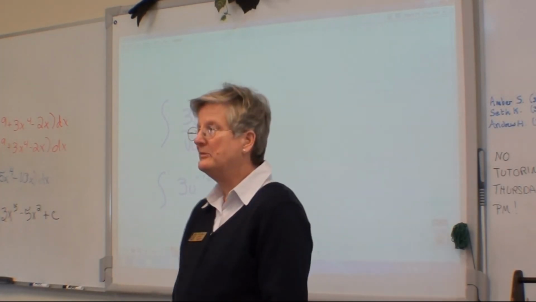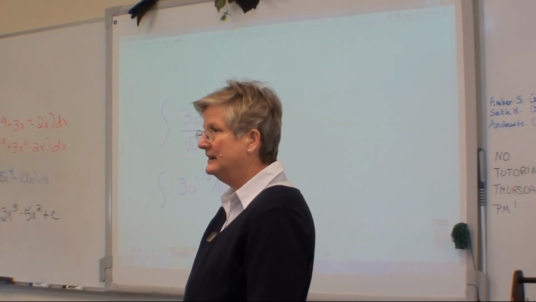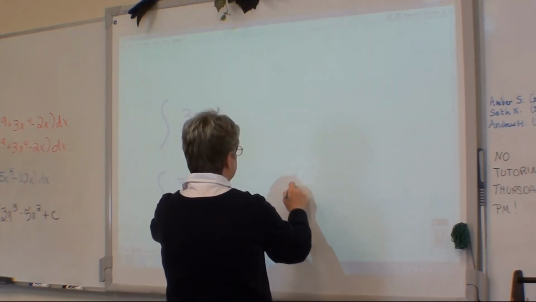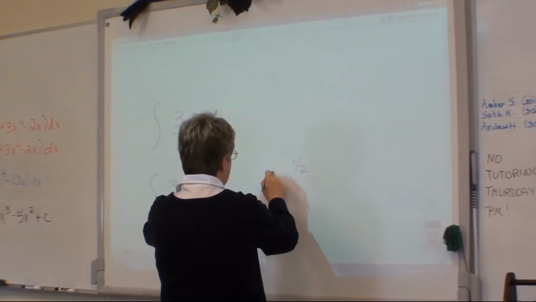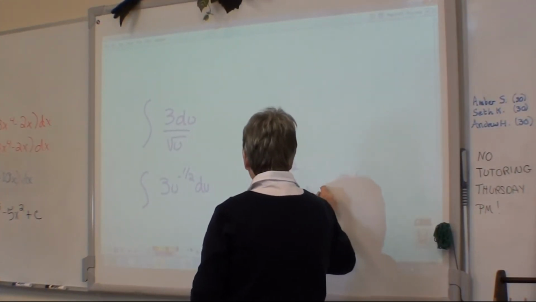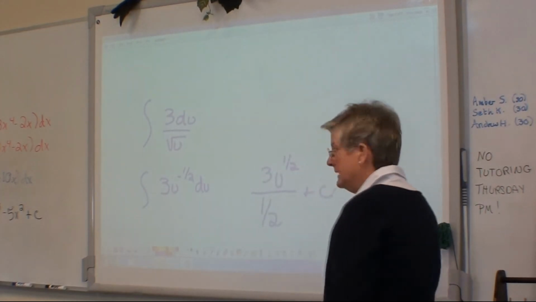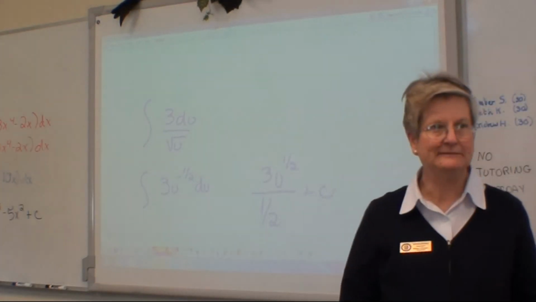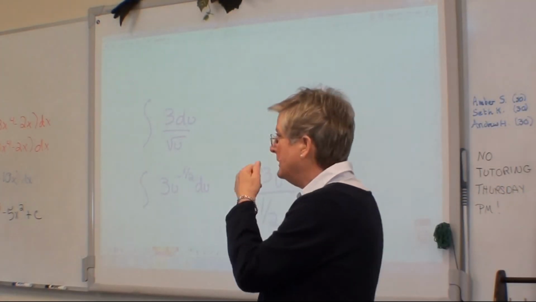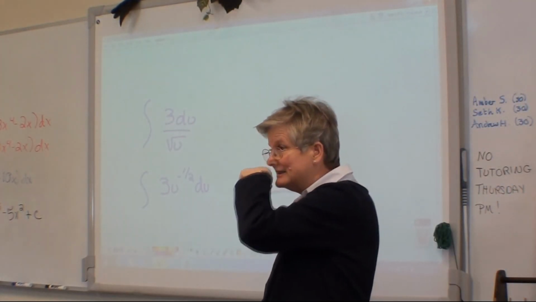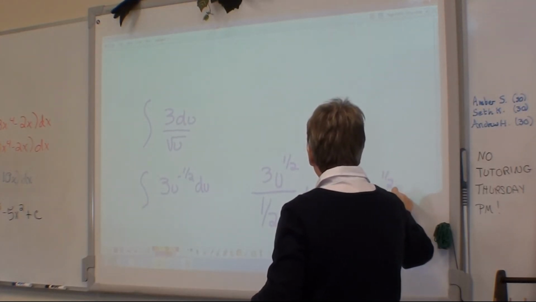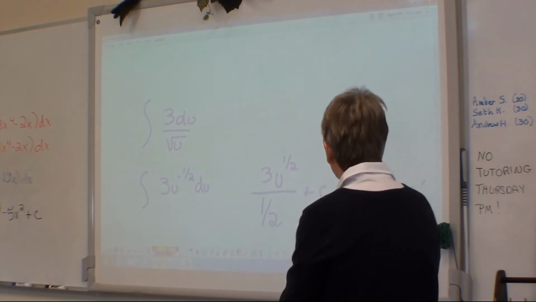Now, do I just use the power rule for integration? Yes. Okay, now what's it going to be? I'm going to add 1, so that's going to be u to the 1/2. And then I'm going to divide by 1/2 plus c. Now, do you think I'm going to let you leave it like that? Not on life. What's 3 divided by 1/2? 6. And your answer is 6u to the 1/2 plus c.